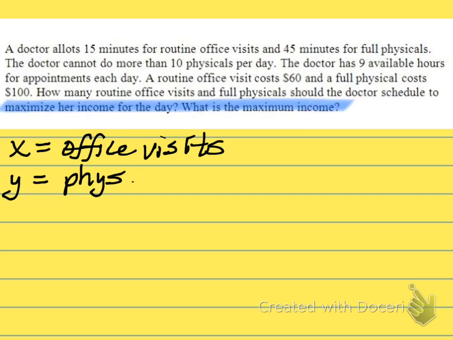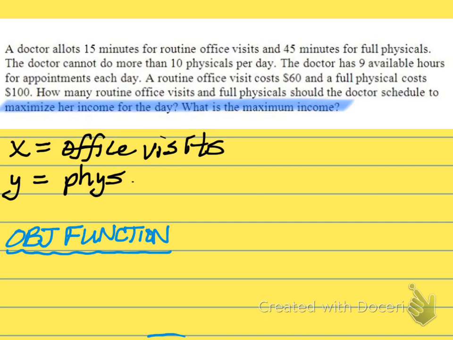Now, let's go with our objective function. What do we want to let that objective function be equal to? Well, my objective, as I've already mentioned, is to maximize income. So our objective function should be a function that tells me about income. So I'm going to say I is equal to, now, where do I find the income? Well, it's in the problem somewhere, right? Let's find it and highlight it.